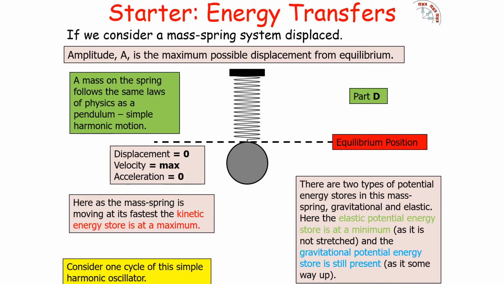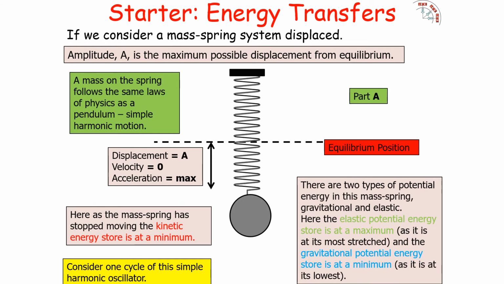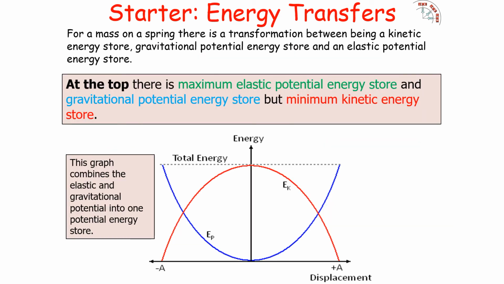Once again, at this point it's not stretched, so you can see that the elastic potential energy is a minimum, the gravitational potential energy is still present, and the kinetic energy store is at its highest because it's moving at its fastest. At this point, the spring is completely stretched, so its elastic potential energy is at its maximum, its gravitational potential energy is at its minimum because that's the lowest point, and its kinetic energy store is also at its minimum because it's stopped moving. So we can see our combinations of energies.